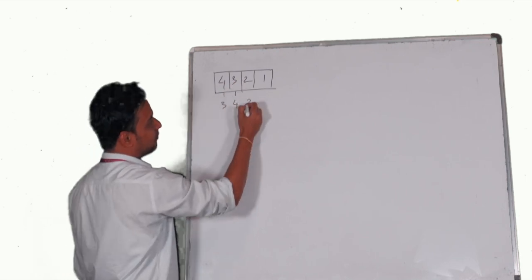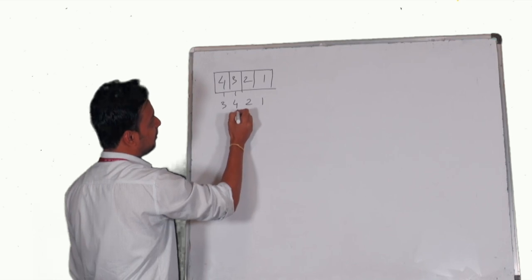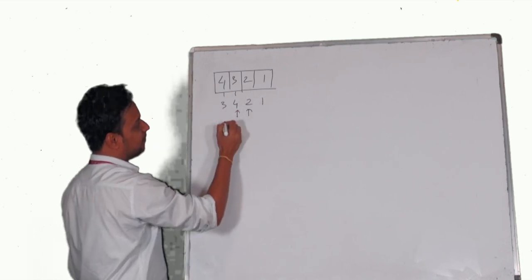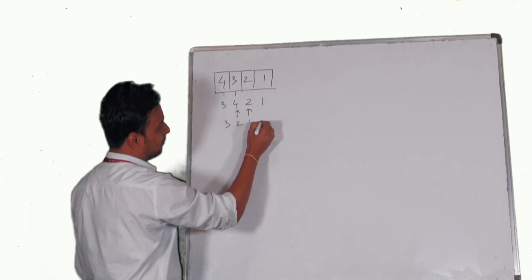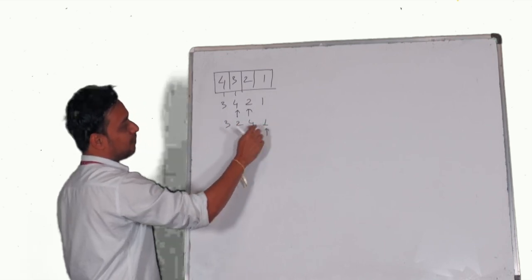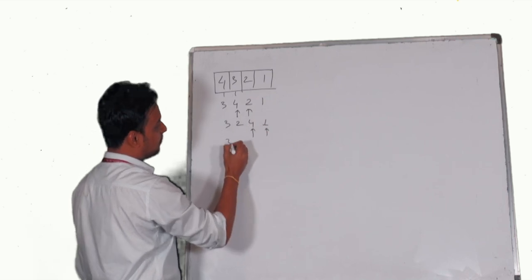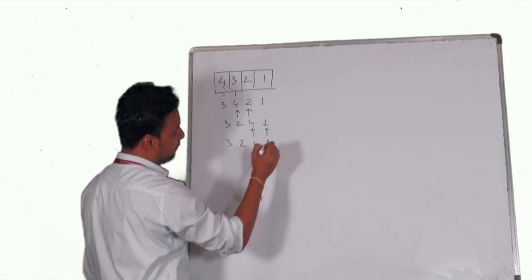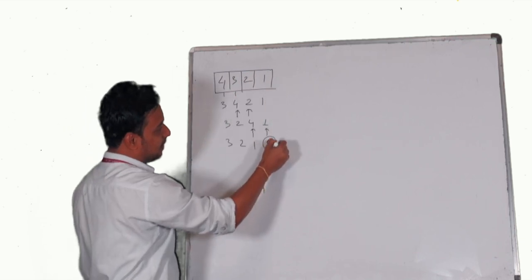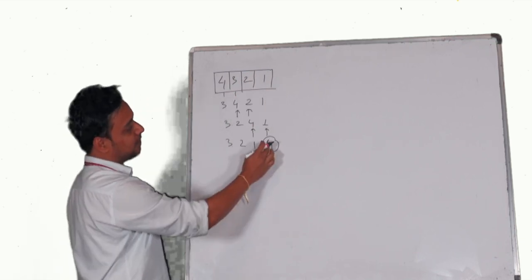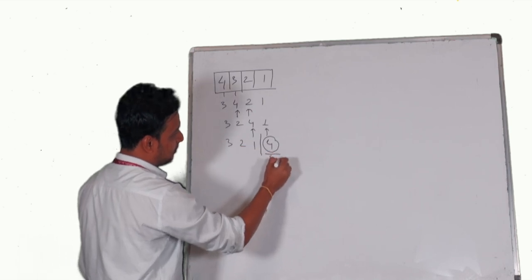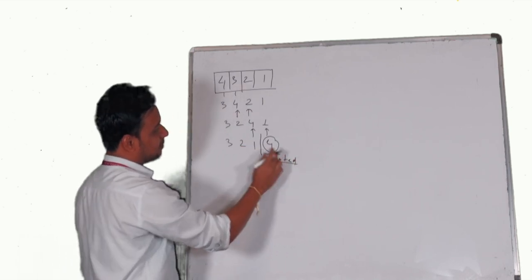Next, the numbers are 2 and 1. Similarly, I'll compare 4 with 2. Now 4 is greater than 2, so we'll swap the numbers 2 and 4. Next, 4 and 1. Between 4 and 1, 4 is greater, so we'll swap the numbers again. So it will be 3, 2, 1, 4. Now after the first pass, we have the largest element in the last location. So the last location element is fixed. This element is in sorted position.